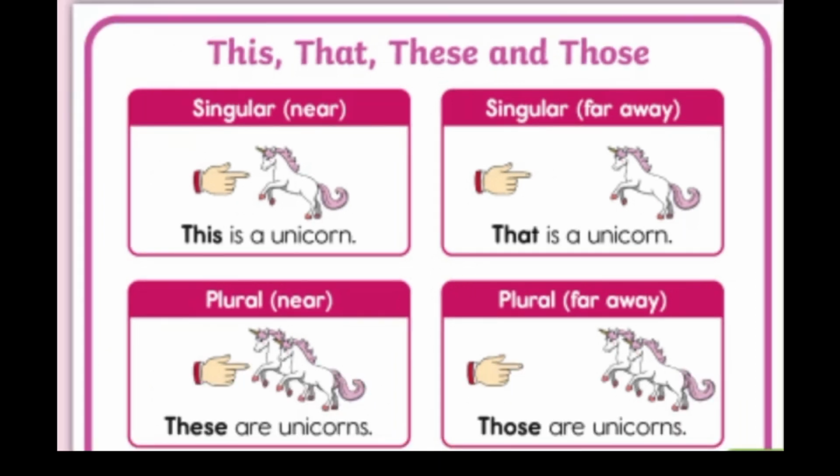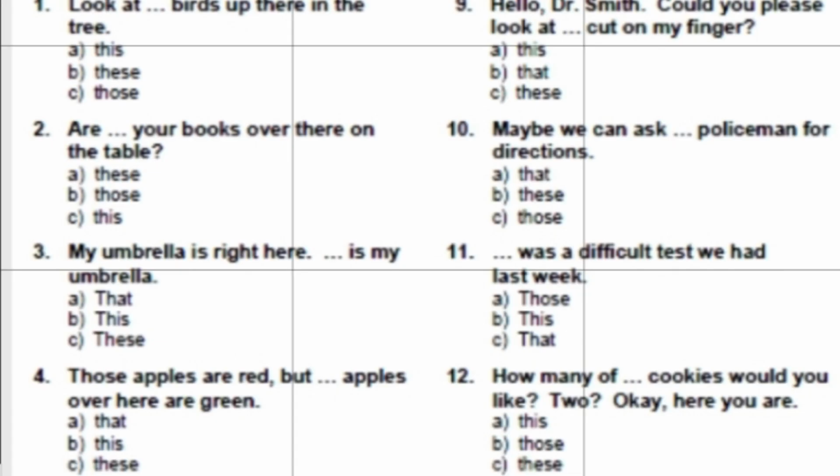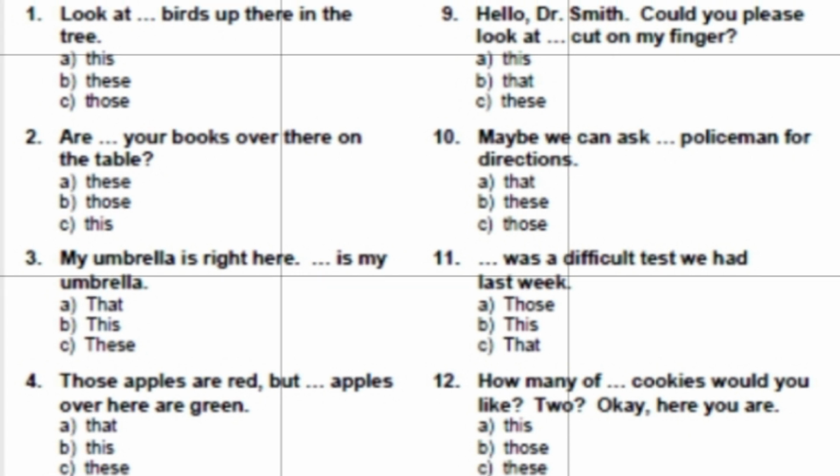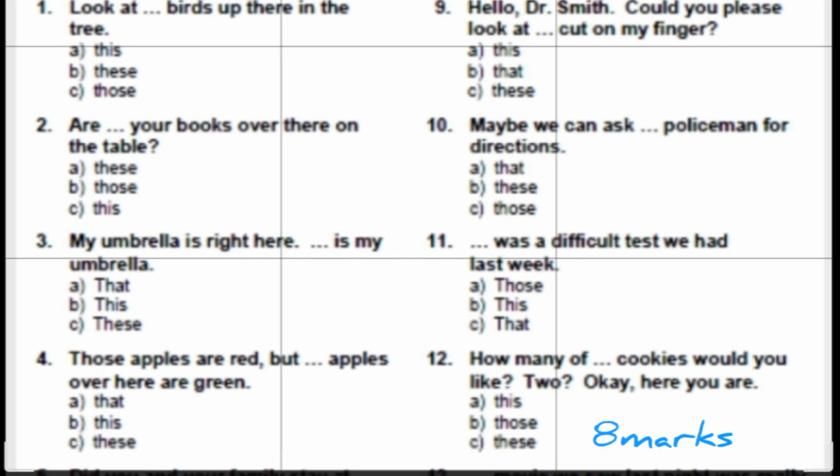Do the next final activity. You add your marks together. Do not worry about the numbering. Just do it exactly like how it is. You can use that numbering 1, 2, 3, 4, 9, 10, 11, 12. Those are 1, 2, 3, 4, 5, 6, 7, 8 marks.